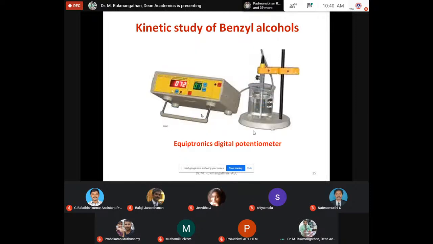And this one is the Equiptronics digital potentiometer. We know very well the potentiometer has the accessory saturated calomel electrode and the inbuilt platinum electrode also. The saturated calomel electrode has the salt bridge in an inbuilt manner, so there is no need to dip a salt bridge separately in the KCl solution.